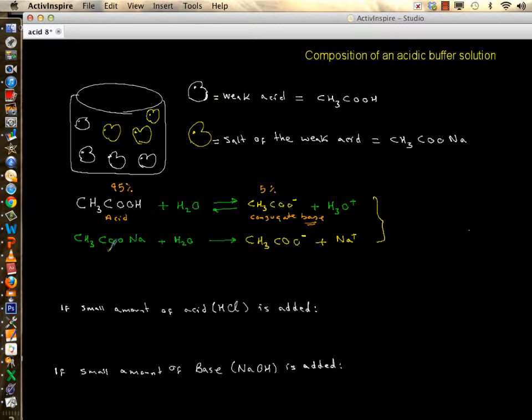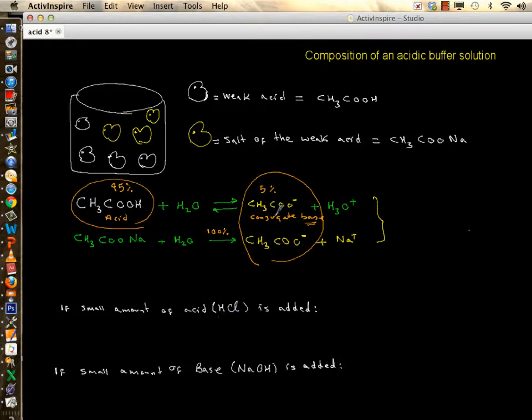Now if you add some salt to it, salts, if they are soluble, are going to break apart and dissociate 100%. The role of the salt is to provide the conjugate base in a larger quantity. Then, by adding the salt to your acid, you have both components in exaggerated amounts and you can have a buffer.